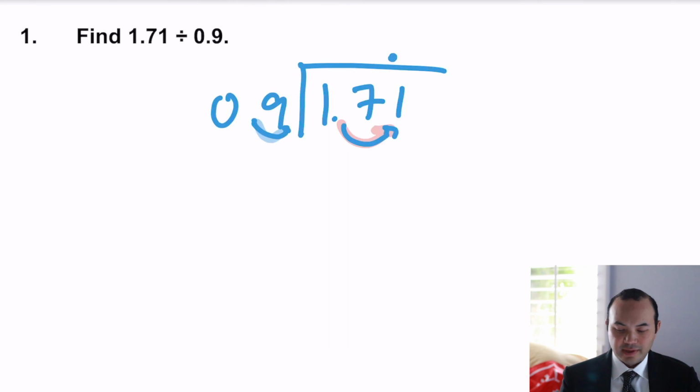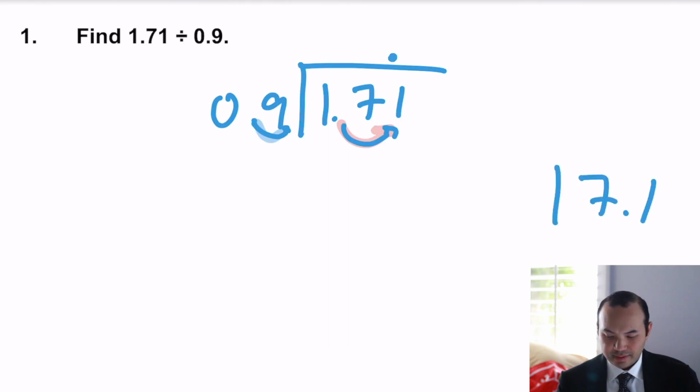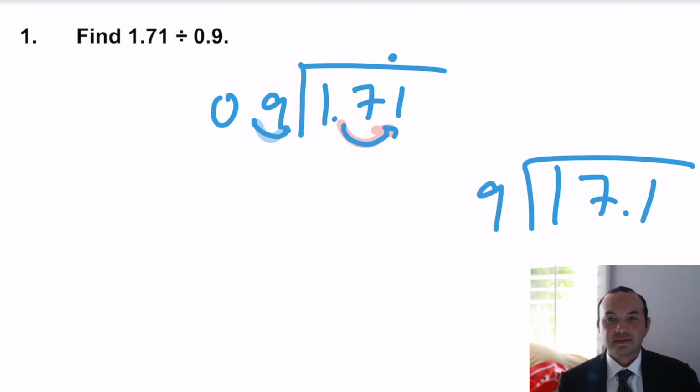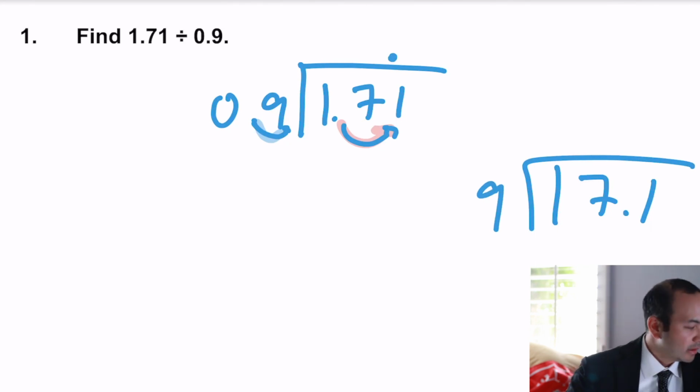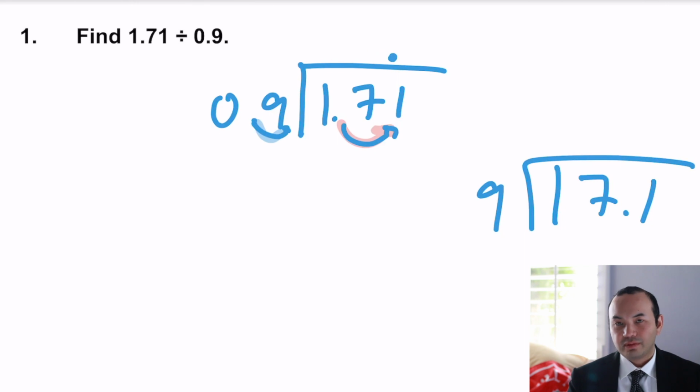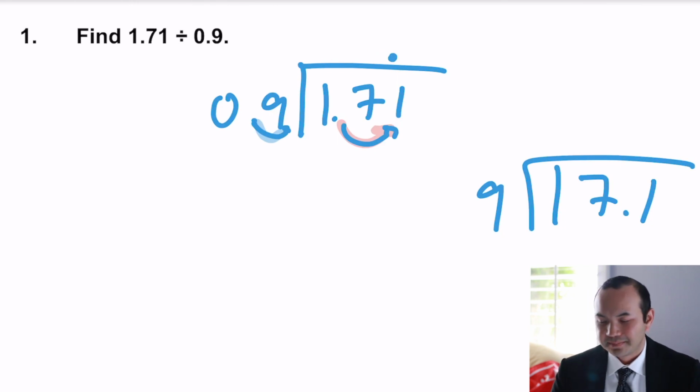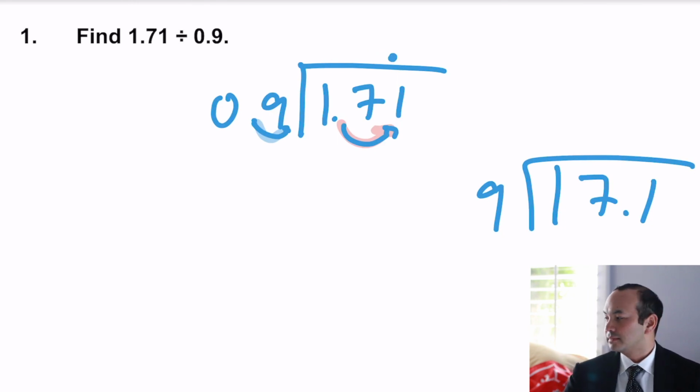Now, if you want to rewrite it, you can. This is the same thing as saying 17.1 divided by 9. Those two things are the exact same. Why can't I talk? I don't know.